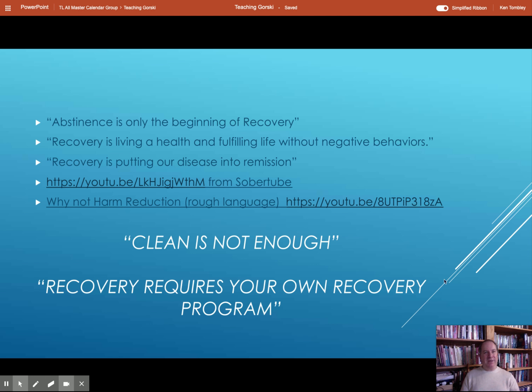But if abstinence is viewed as the definition of recovery, then their failure rate is going to be a lot higher. But abstinence, as seen as just the beginning of recovery, is something different. So Gorski believes that you have to commit to abstinence, but you have to go way beyond abstinence. And that you can't choose harm reduction, you have to choose abstinence. And you have to choose abstinence across the board.